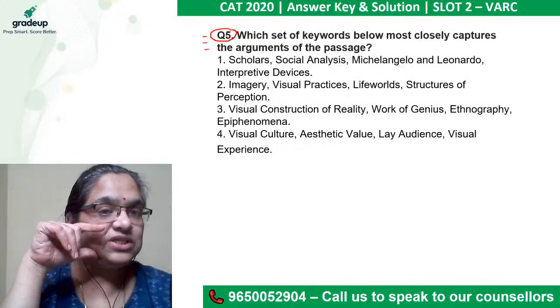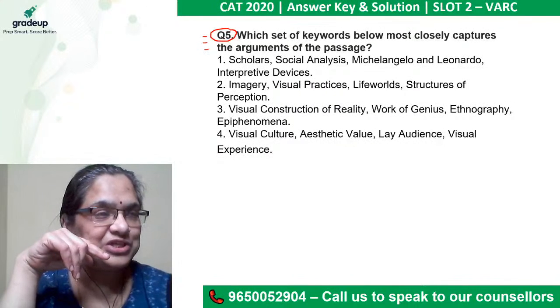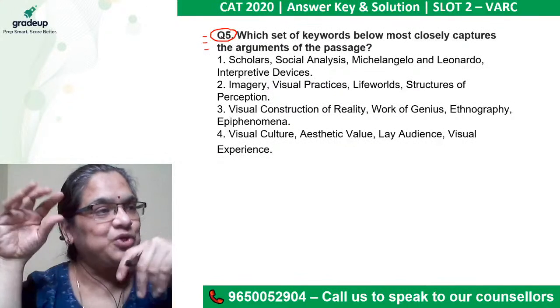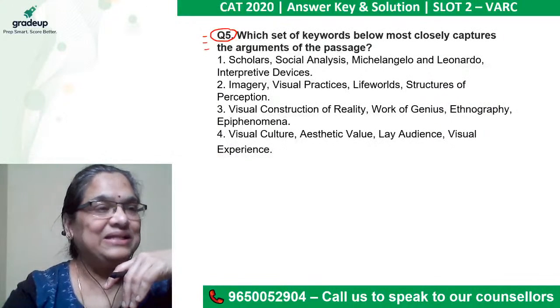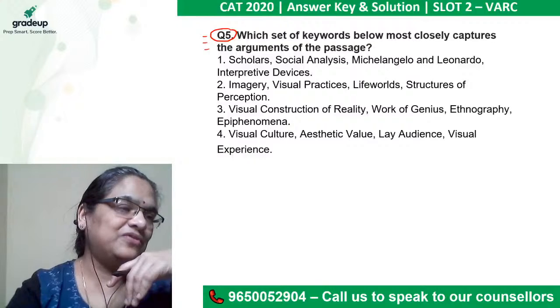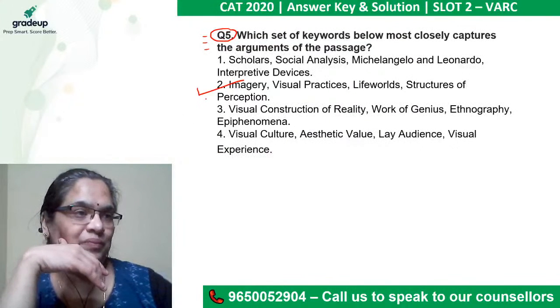What are images? What are visual images? Visual definition of visual culture. Then he talked of visual practices. Then he talked of life worlds. Then, of course, the last he talked of was structures of perception. So the answer is 2.